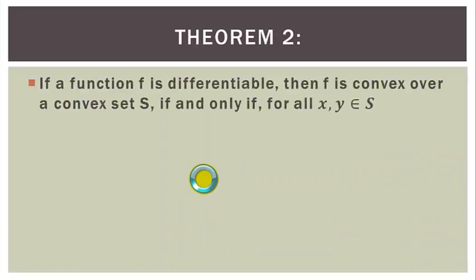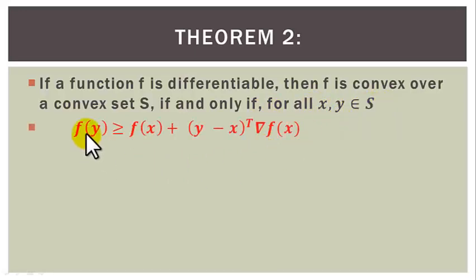Theorem 2. If a function f is differentiable, then f is convex over a convex set S if and only if, for all points x, y element of S, f of y is greater than or equal to f of x plus y minus x transpose times the gradient of f of x.